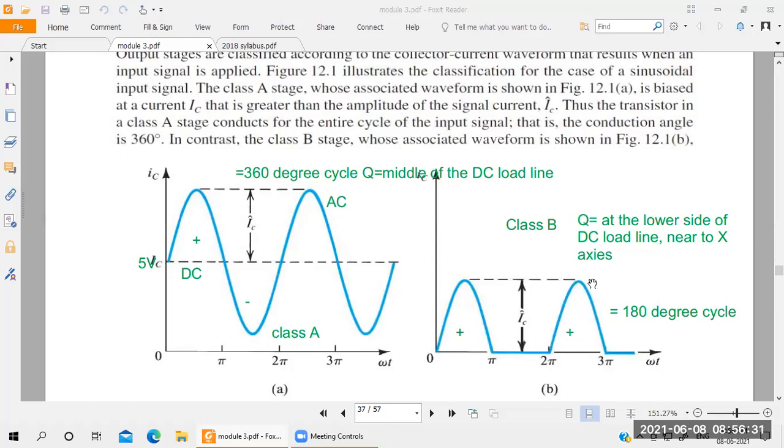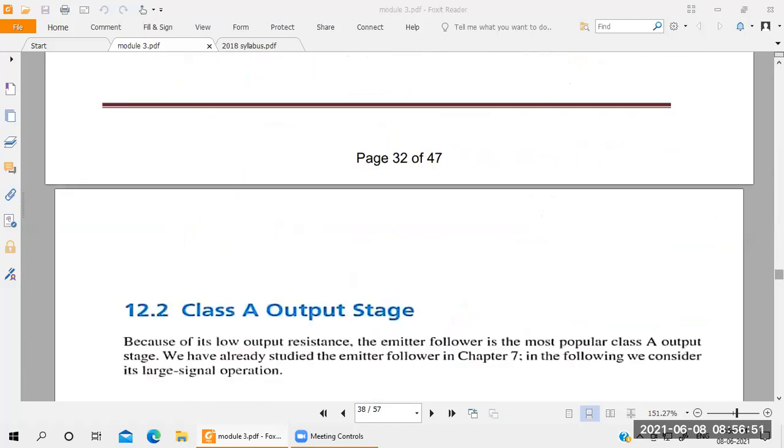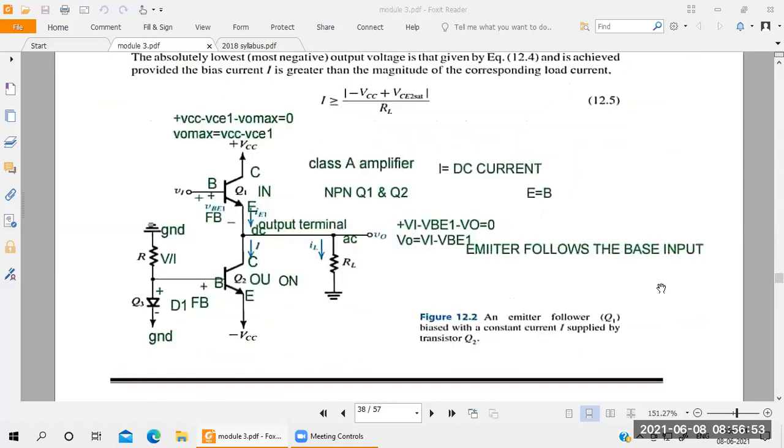So 180 degrees means the Q point is located where? On the lower side of the DC load line. The Q point is located at the lower side of the DC load line, so that's why we're getting only a half cycle, the positive half cycle. Understood? Meaning we're getting a 180-degree cycle. That is the class B amplifier. Same thing, you have to derive the equations for the class B.